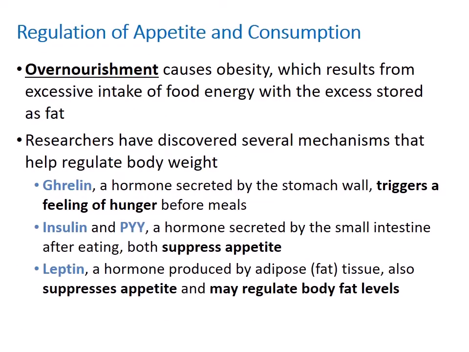So overnourishment can also cause problems. It's pretty obvious undernourishment causes problems, and overnourishment can cause problems as well, like obesity. If we have an excess intake of food energy and that excess is stored as fat, that can lead to problems. Researchers have discovered there are several mechanisms that help to regulate body weight. You've got ghrelin, which is a hormone secreted by the stomach walls, and that triggers the feeling of hunger before meals. You've also got insulin and PYY, which are hormones secreted by the small intestine that are supposed to help suppress appetite. And you've got leptin, which is a hormone produced by the fat tissue or adipose tissue that also suppresses appetite and may help regulate body fat levels.